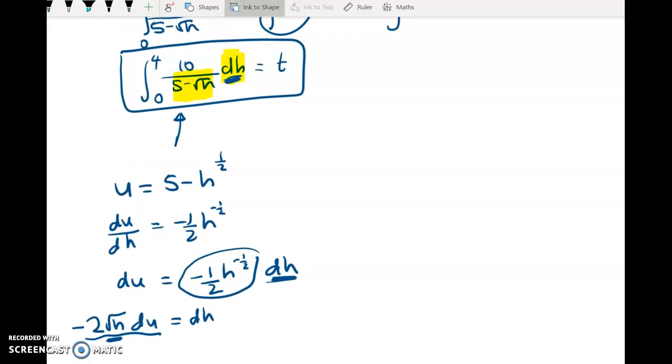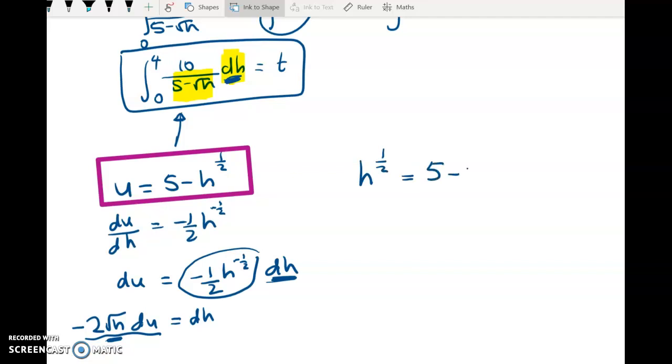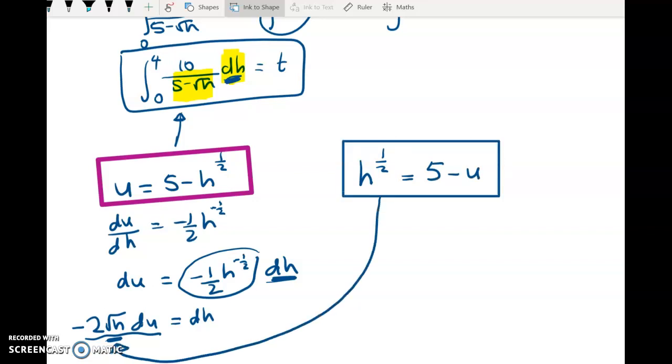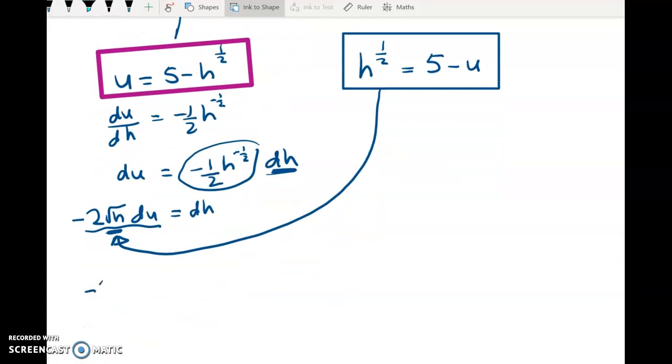So if we go back up to this, we need to rewrite that expression so that we can substitute this. So we get h to the power of a half is equal to 5 minus u. And now we can take this and replace this in here. So we get negative 2 times 5 minus u du is equal to dh.